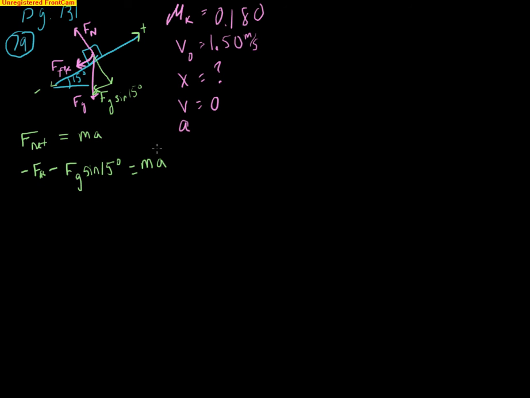Now, we were not given the mass in the problem, so we're going to have to find some way to cancel out this mass. So let's try expanding these things. We can put Ffk in terms of mu k times the normal force. So let's factor out this negative first. And we'll call this mu k times Fn. And then since we factored out the negative, that becomes a plus. And we can expand this. Fg can become m times a little g times sine of 15 degrees. So all that equals ma.